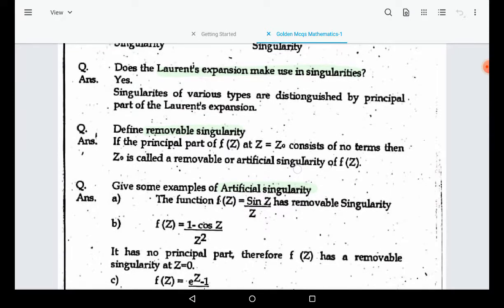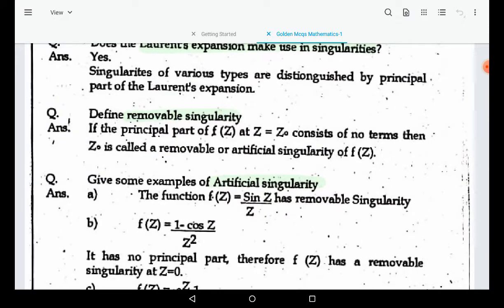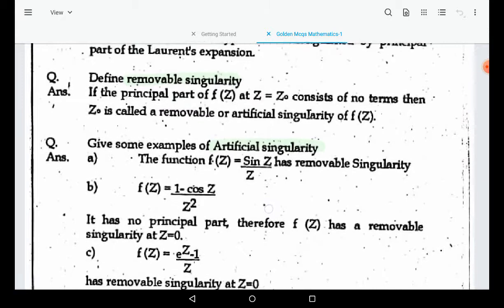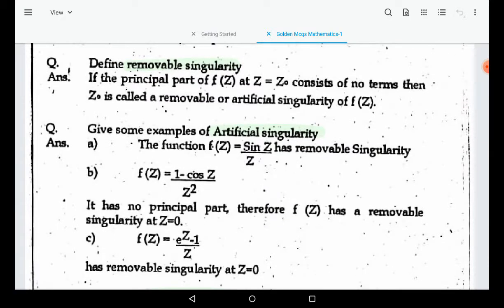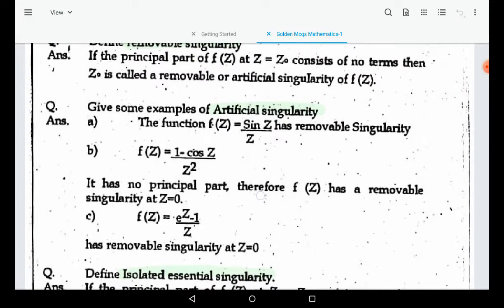Define removable singularity. If the principal part of f(z) at z = z0 consists of no terms, then z0 is called the removable or artificial singularity of f(z).